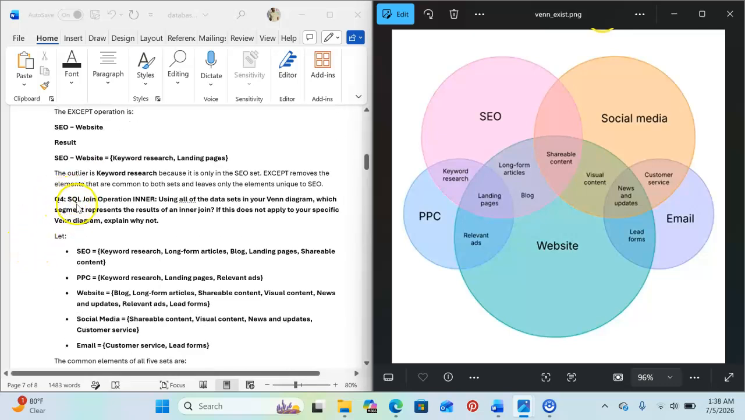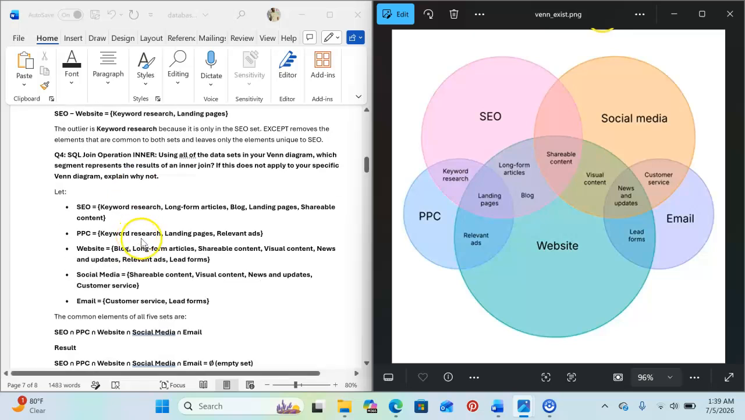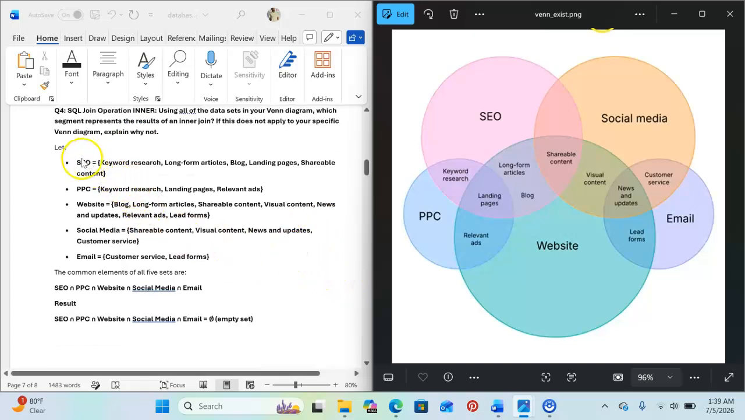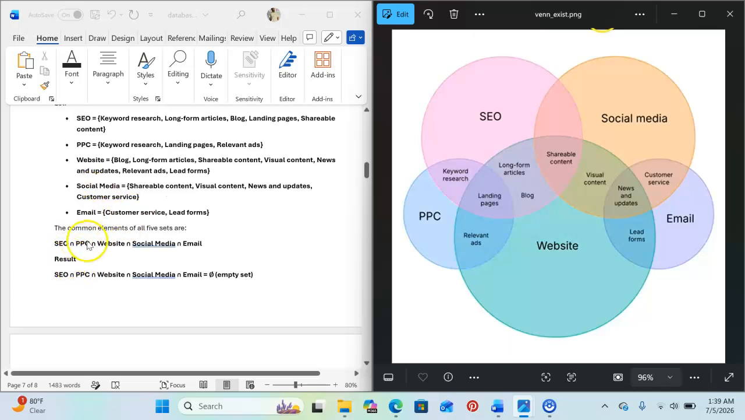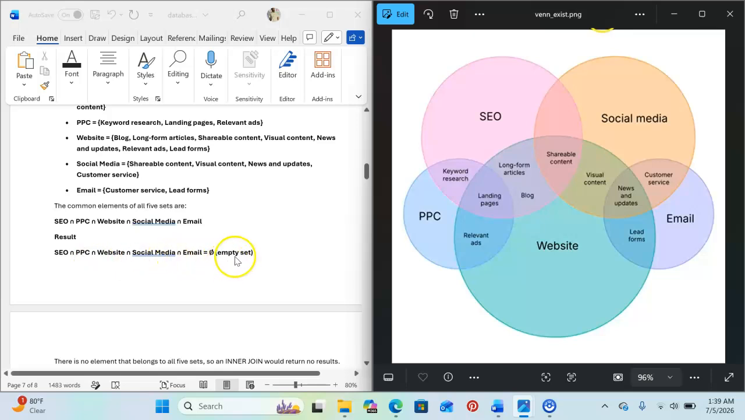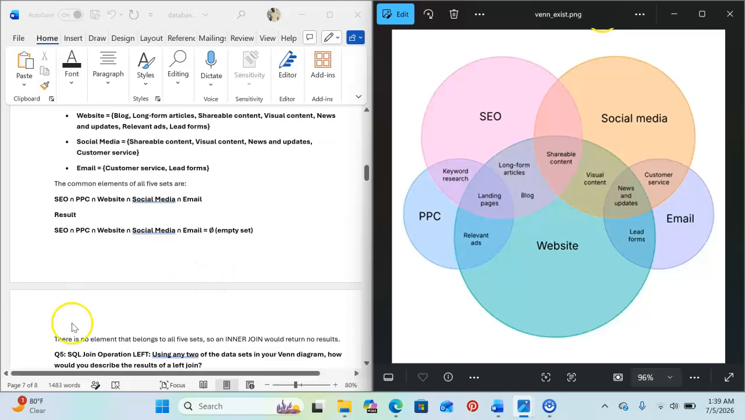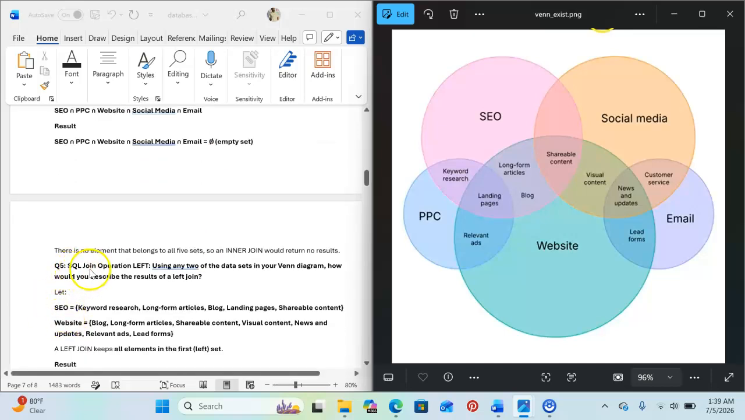We go to question 4, which says SQL join operation: inner. Using all of the datasets in your Venn diagram, which segment represents the result of an inner join? If this does not apply to your specific Venn diagram, explain why. So we have all the members in SEO, all the members in PPC, all the members in website, all the members in social media, and all the members in email as well. When we do the intersection, we realize that they are all empty. We have an empty set because there is no overlap among these datasets.